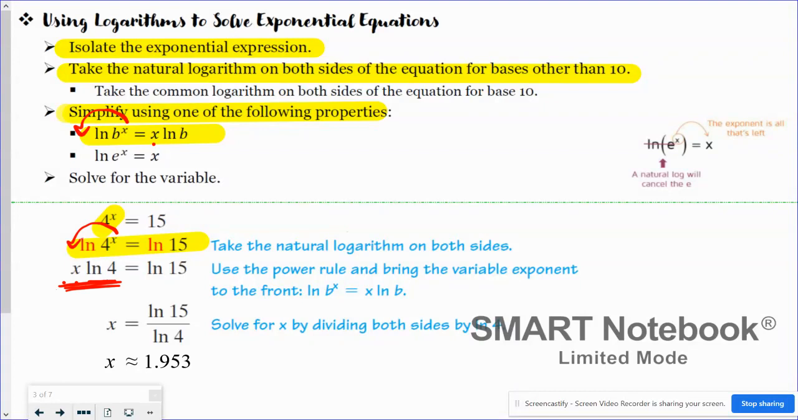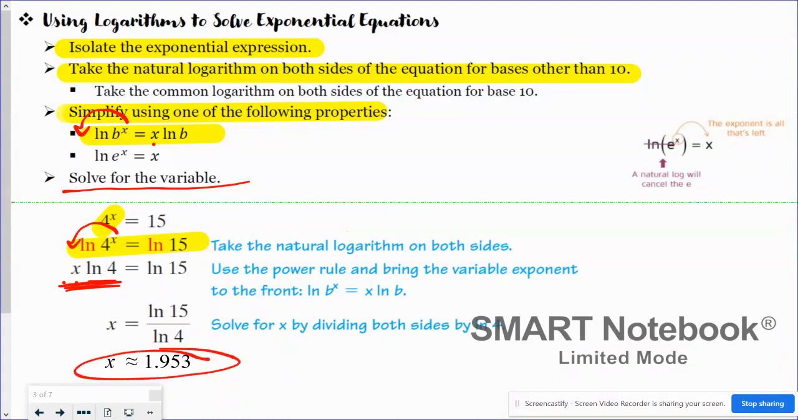Okay. And then finally, solve for the variable. So you'll notice that they are dividing both sides by the natural log of 4, and then they're calculating the natural log of 15 divided by the natural log of 4 is approximately 1.953.